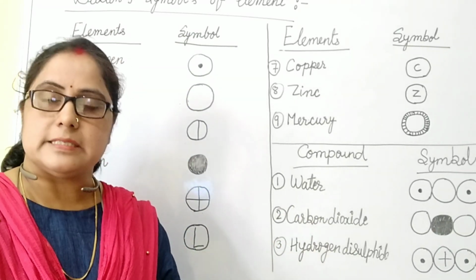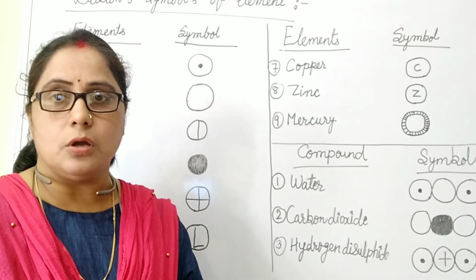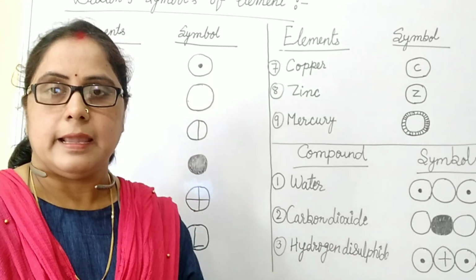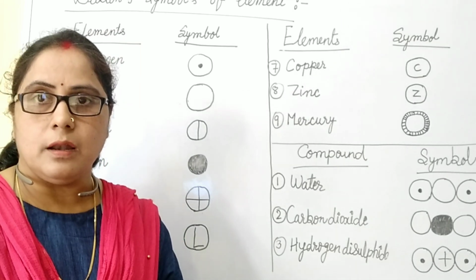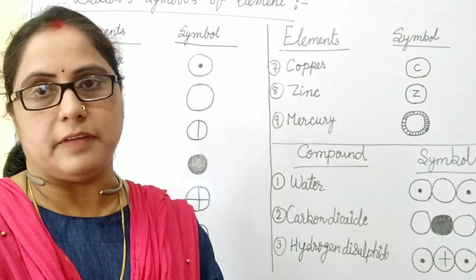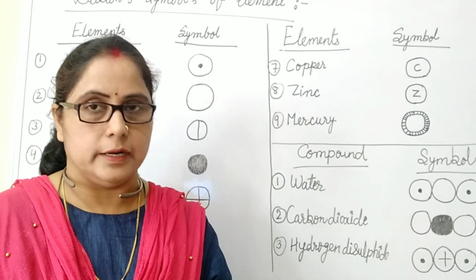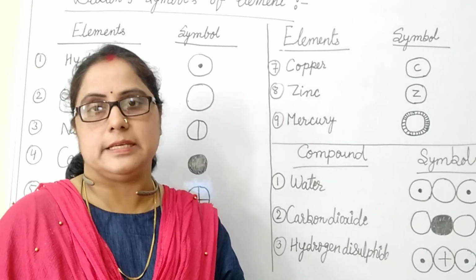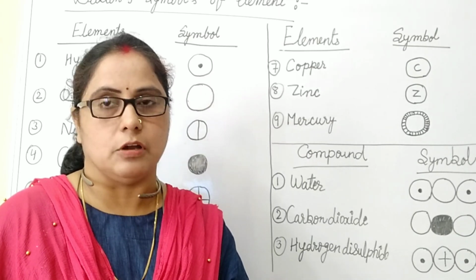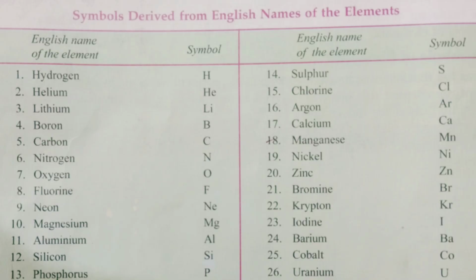So a scientist whose name was John Jacob Berzelius, he had given the symbols for representation of elements. These symbols are called modern symbols. Till now, we use these modern symbols for representation of elements. Children, scientist J.J. Berzelius proposed the modern symbol. In the modern symbol, he had used the first letter or two letters for the representation of elements.